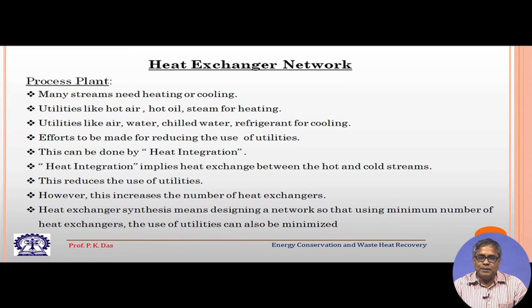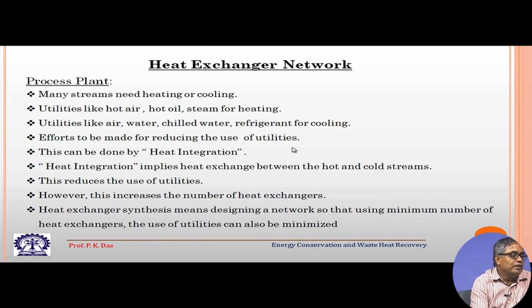Now, this target temperature we can achieve either by heating or by cooling. How can it be done? Generally, one can use utilities for this purpose. Utilities like hot air, hot oil, steam can be used for heating the stream, and utilities like air at normal temperature, ambient air, water, chilled water, refrigerant can be used for cooling the stream or going to a low target temperature.